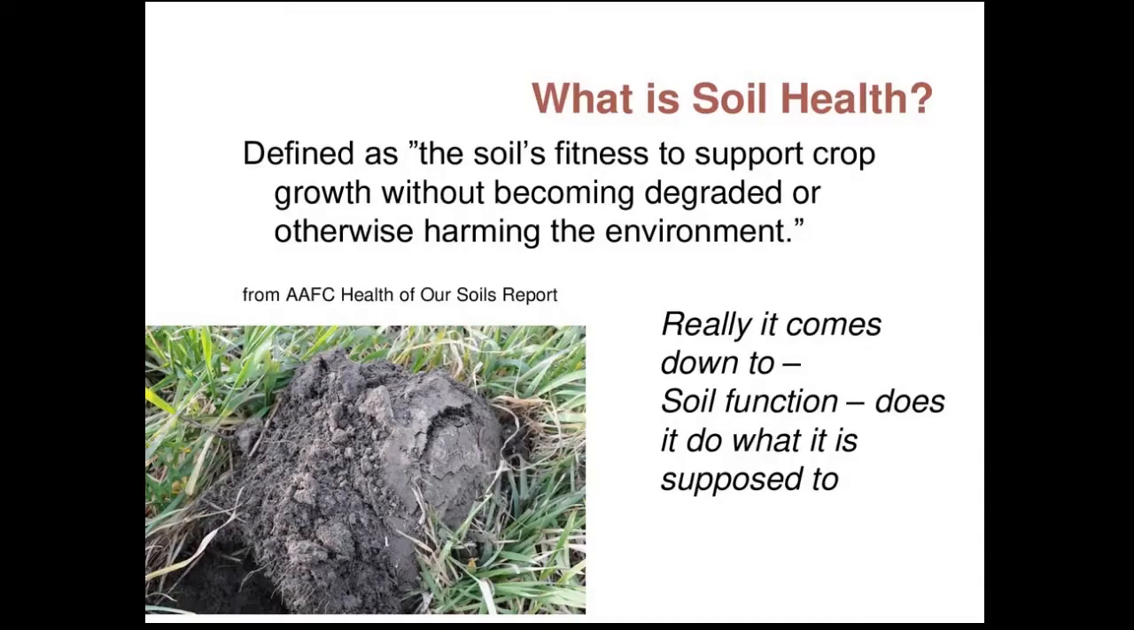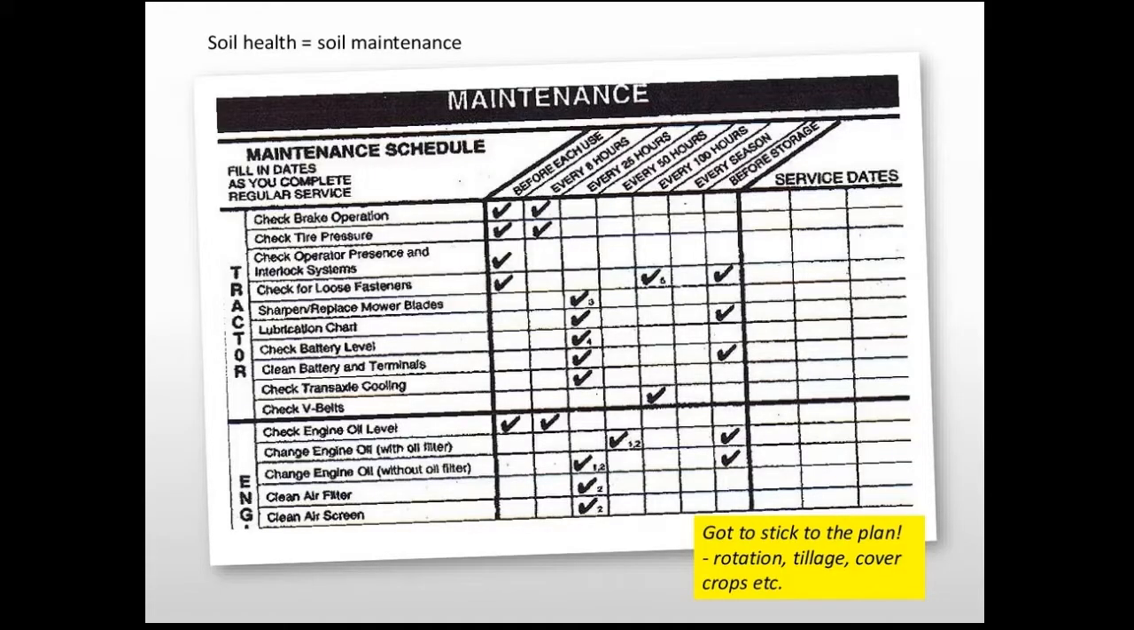What really is soil health? Ag Canada defines it as the soil's fitness to support crop growth without becoming degraded or otherwise harming the environment. But what it really comes down to is soil function. Does it do what it's supposed to do? Does it grow a crop? Does it stay in place under a heavy rainstorm? Admittedly, if you get 6 inches, there's not much that's going to stay in place. And does it drain properly? So I want you to think about it a little bit differently. Soil health requires management, and it's really a maintenance program. And that's what creates resilience.